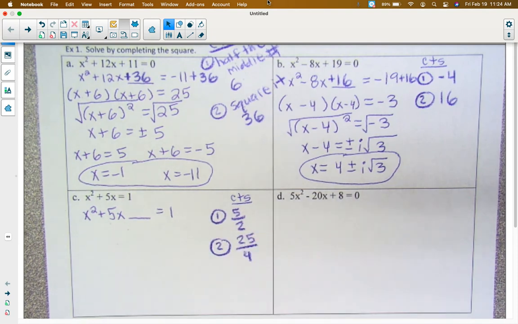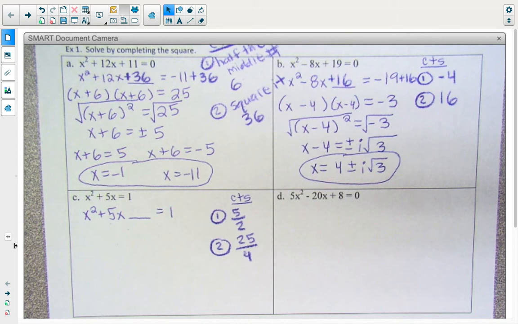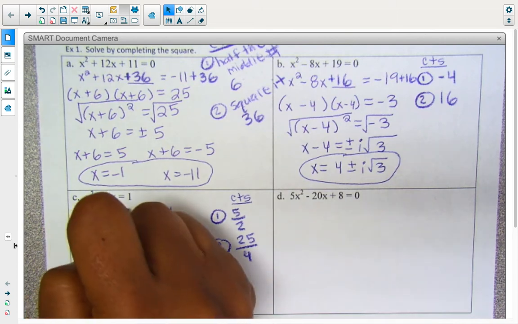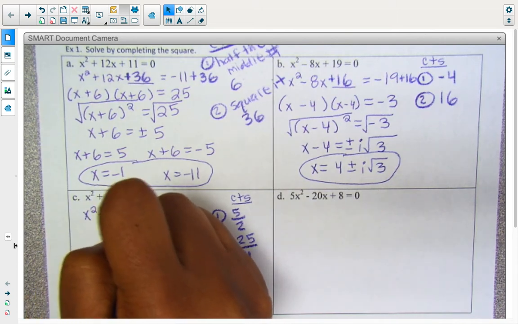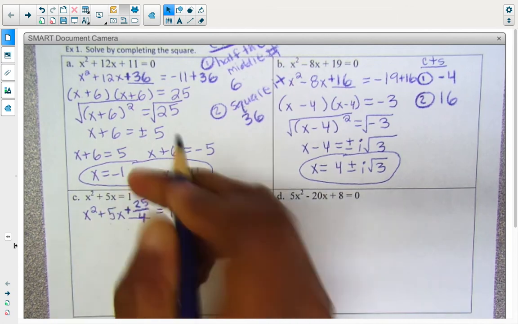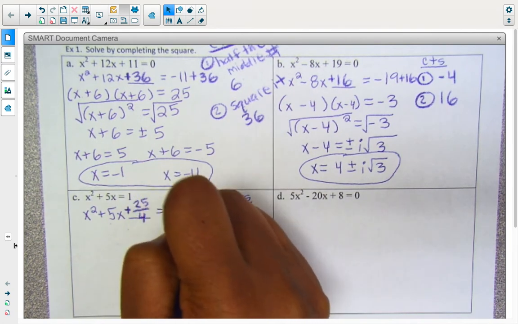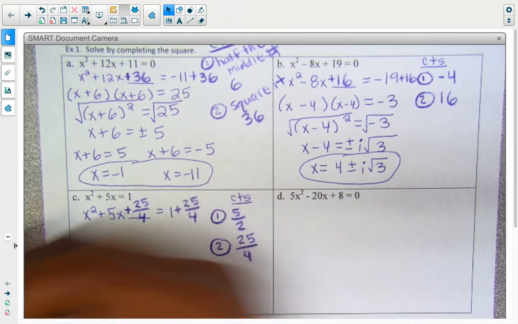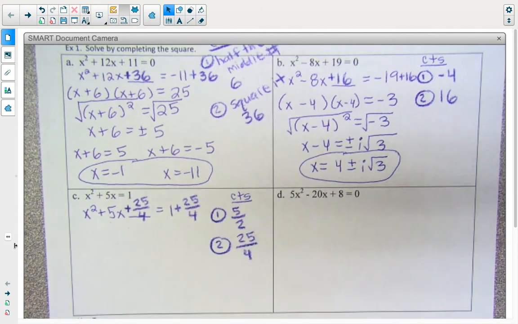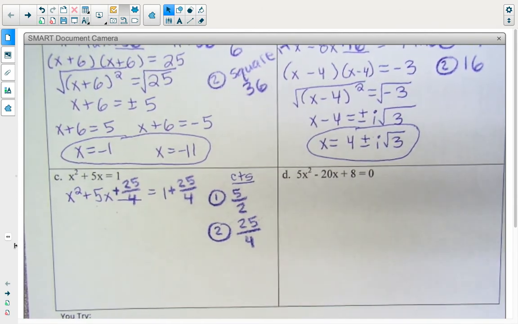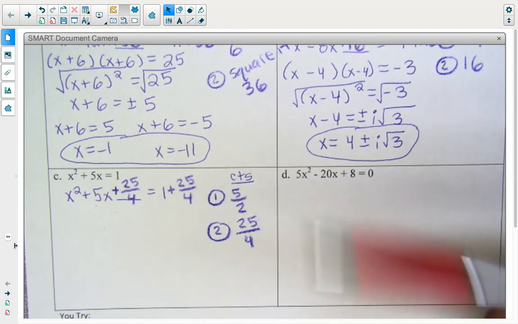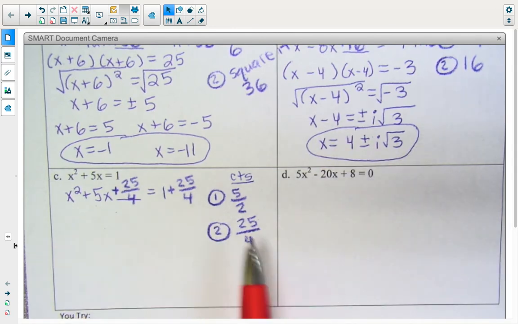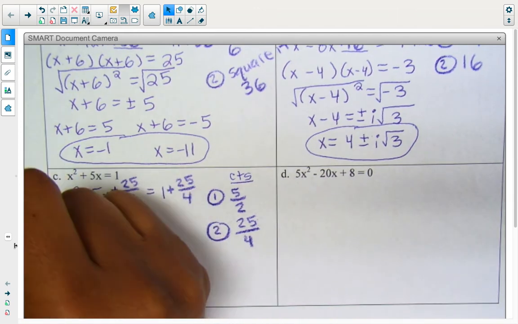So this is our C term that we're adding to both sides. We're going to add 25 fourths here, and we're going to add 25 fourths here. This problem is going to be a lot messier than the other ones we did, but that's all right. We're still on the right track. We took half of the middle number, and then we squared that number, 5 halves squared. Now we'll set up our parentheses, and we need to factor.